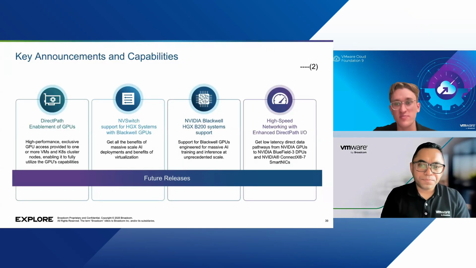So here we have the key announcements from Explore. Some of them we've already covered, but here I just wanted to cover a few more. The first is this direct path enablement of GPUs so that we can get exclusive GPU access to one or more VMs and Kubernetes clusters. So you can use the whole GPU how you want, right?